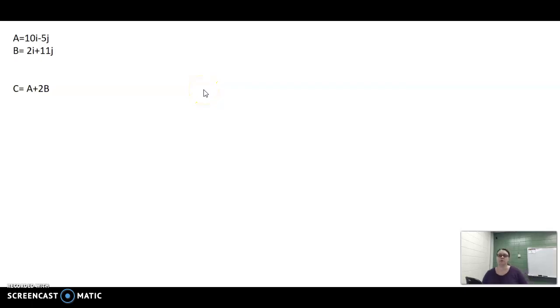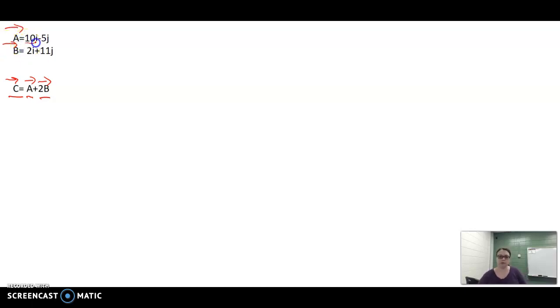Hey guys, I wanted to give you an example on adding vectors. So suppose we need to find vector C that happens to be vector A plus vector 2B. Now don't forget to give these guys arrows above their heads to specify that they're vectors.